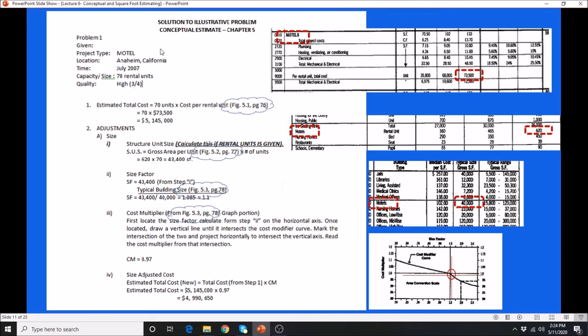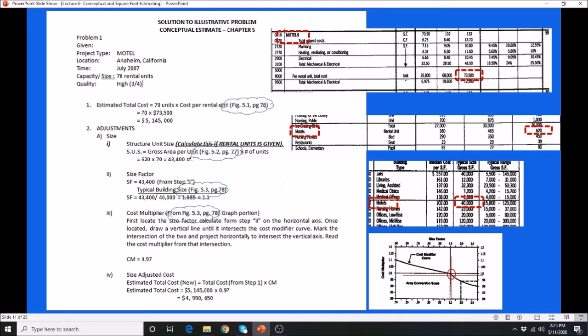So first thing we have to calculate, based on the steps that we have in the previous slides, is the initial estimated total cost, which is 70 units multiplied by the cost per rental. So how do we figure that? We are going to use figure 5.1, page 76 of your textbook. It is reproduced here. It is a motel. It is per rental. We have here total project cost. It is in square footage or in cubic foot or in terms of the rental units. In this case, what is given here, and I want you to take note of that, it is given in rental units. It is not in the square foot.